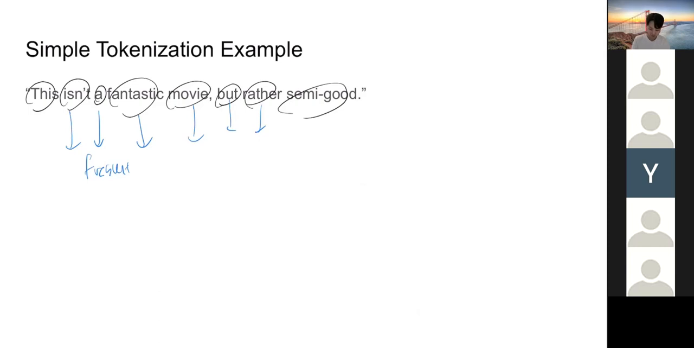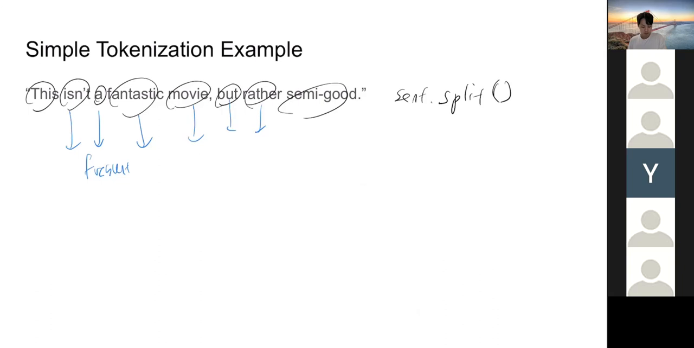In Python, if this is just a sentence, it will be sent.split and probably a space. In fact, a quick tip: if you call it without any parameter to the function, it will split by whitespace, including tabs or special whitespace characters. That's a tip for when you're working on your assignments.